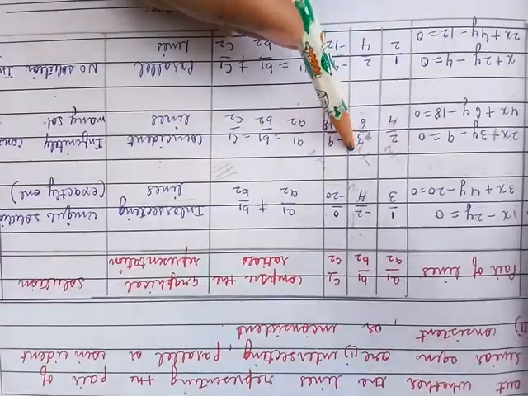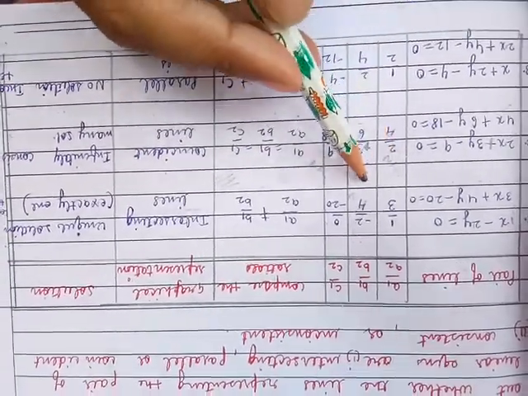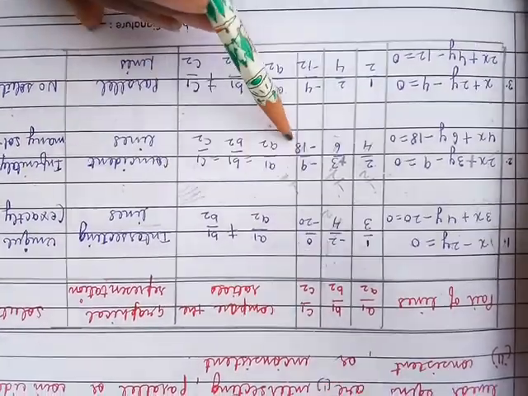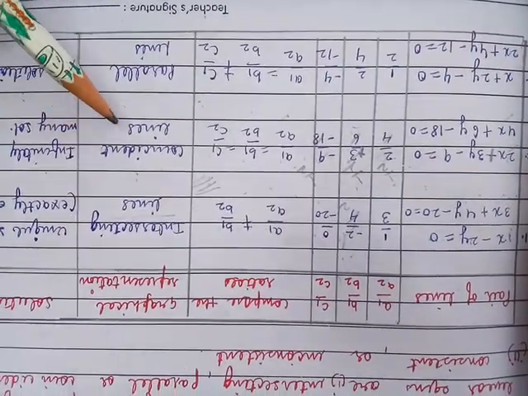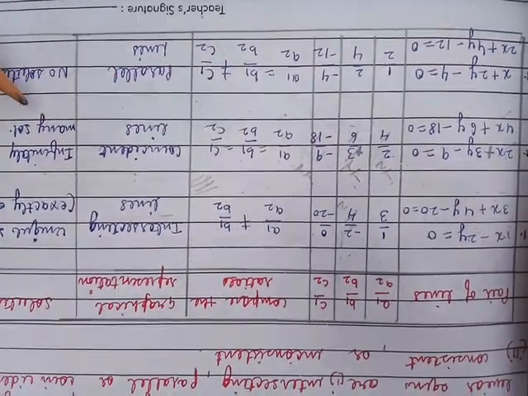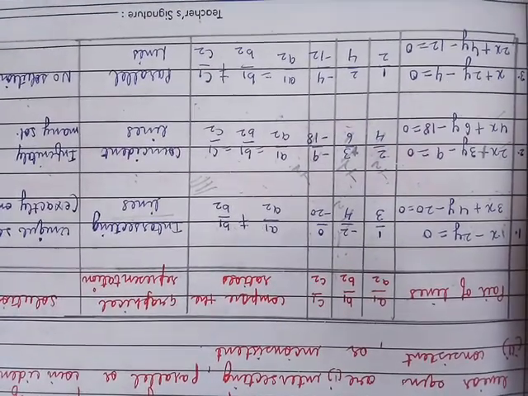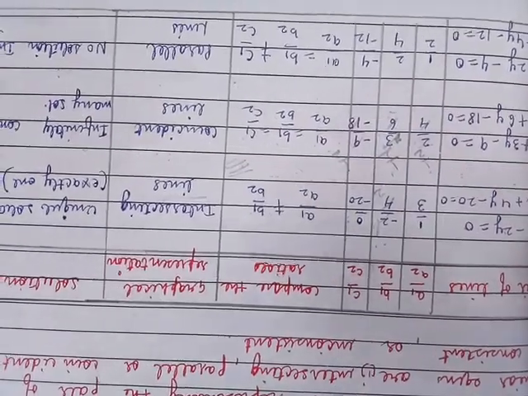So here all the ratios are coming equal: A1 upon A2 is equal to B1 upon B2 is equal to C1 upon C2. If all the ratios are equal, then you can say that the lines are coincident lines. It means infinitely many solutions, and the pair of equations is consistent.